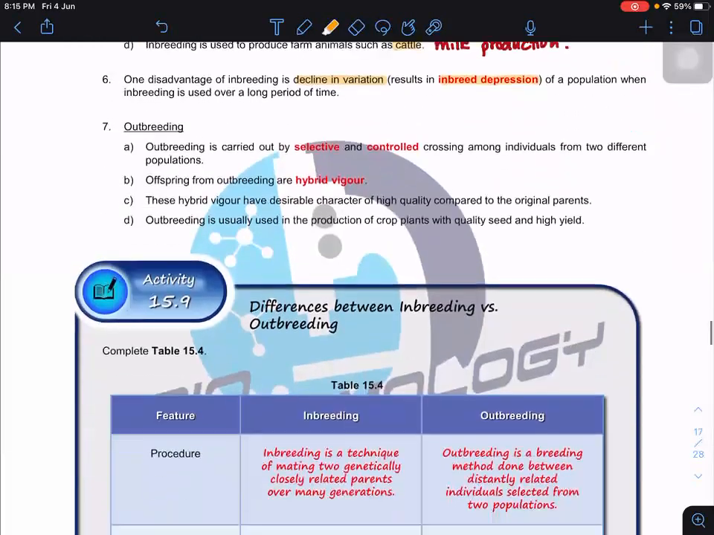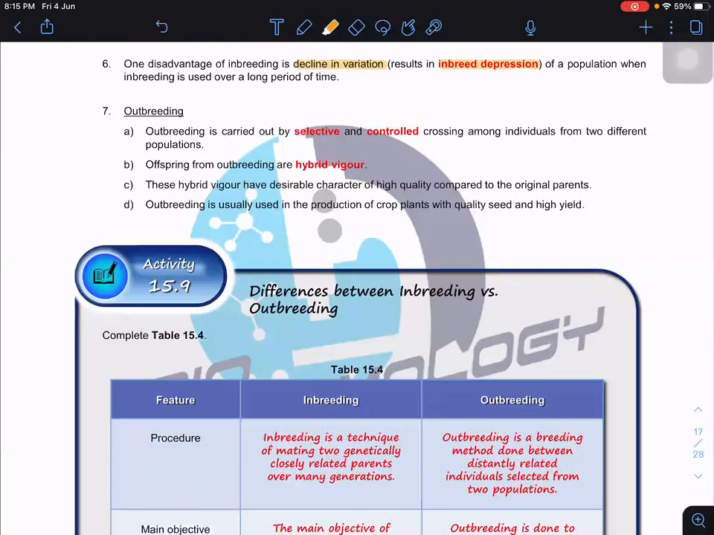So in terms of outbreeding, outbreeding in this case must be selective and controlled outbreeding. It cannot be just any kind of outbreeding, because outbreeding will promote heterozygosity. So what's the good thing about heterozygosity? Heterozygous we always claim as hybrid vigor. What does hybrid vigor mean? It means that when you hybridize both populations or both varieties together, then they will have both varieties.